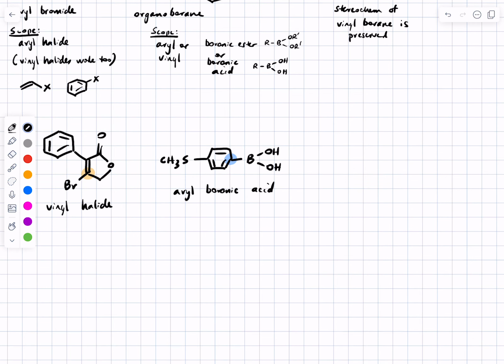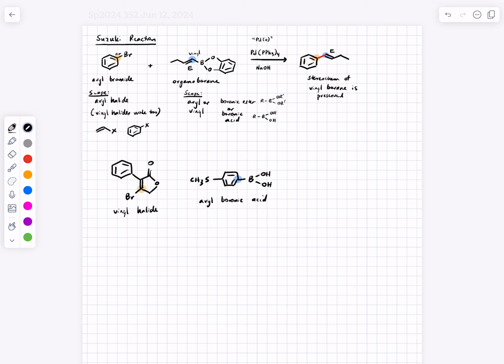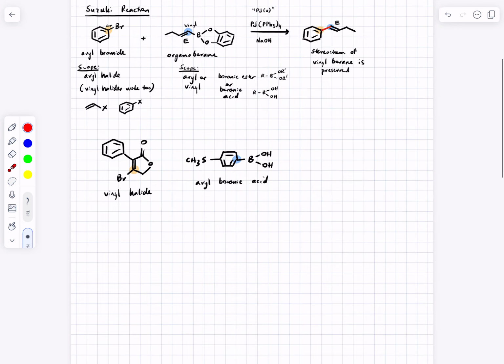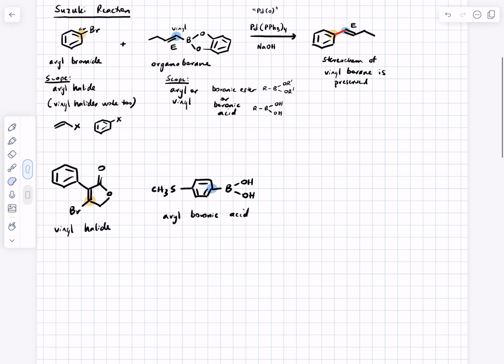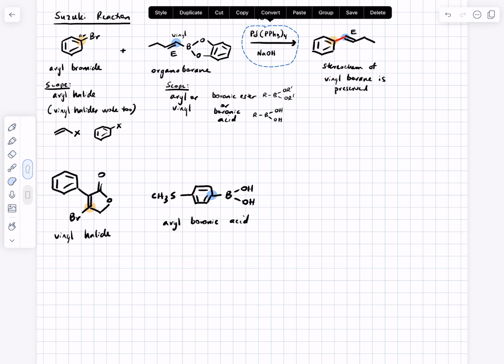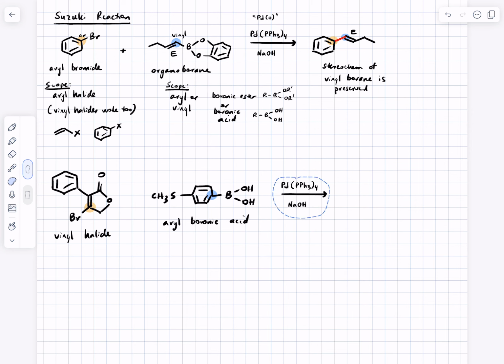So you can see in this example some of the substrate scope that we're getting. The halide doesn't have to be aryl, it can be vinyl. This is an example of a vinyl halide. And the organoborane doesn't have to be vinyl, it can be aryl. And so if we use these same conditions, the Suzuki reaction conditions, let's draw the product.